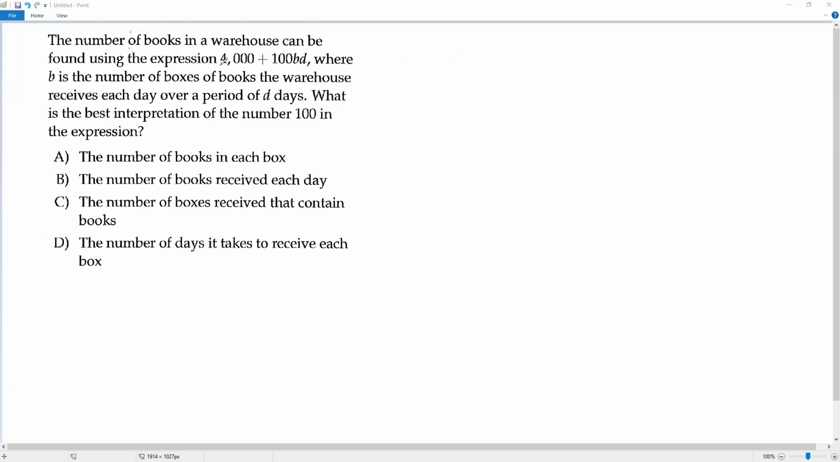Okay, so let's consider the expression we have over here. What does this stand for? This stands for the number of books in the warehouse. So it equals 4000 + 100 times BD. When I add 4000 and 100 times BD, the value I get on the right side stands for the number of books found in the warehouse. So now we have to interpret this value 100.